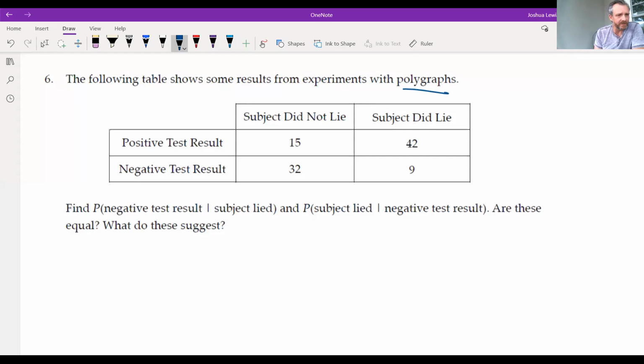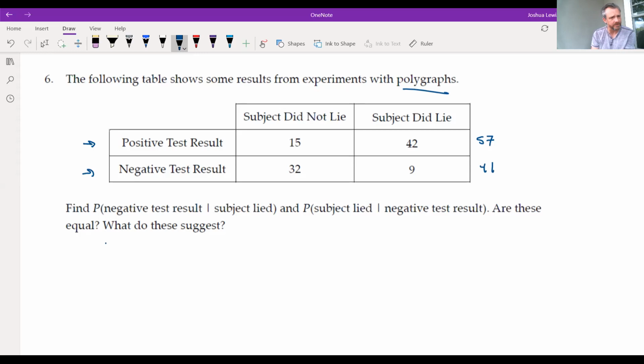So the way this is read, you have a positive test result. Now from these positive test results, how many were there? Well, 15 plus 42. So there were 57 of them. 15 did not lie. 42 did lie. Now remember, a positive test result indicates lying, okay? Negative test result, well, there were how many total? 41. Notice, some of the people that got a result saying they lied did not lie. And similarly, some of those who were told they did not lie according to the test actually did lie.